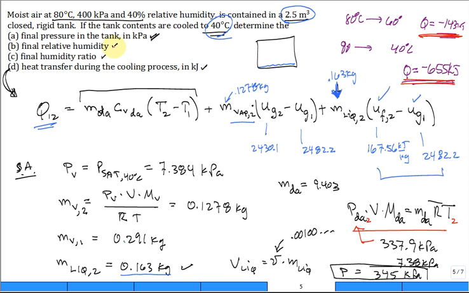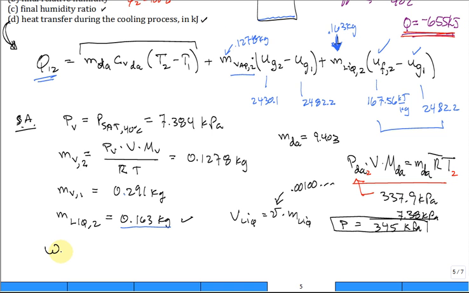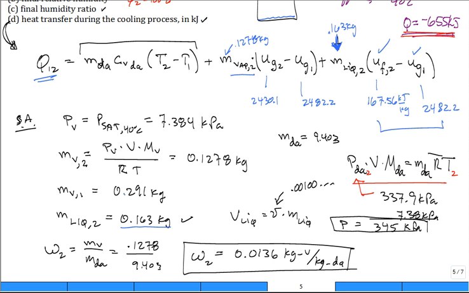All right. Final relative humidity, 100%, true? And then final humidity ratio, what is that? So the final humidity ratio, omega 2, is the mass that's in the vapor state divided by the mass of the dry air. 0.1278 divided by the mass of the dry air, 9.403. And you find omega 2 to be 0.0136. These are tough problems, aren't they? Just work through them carefully.